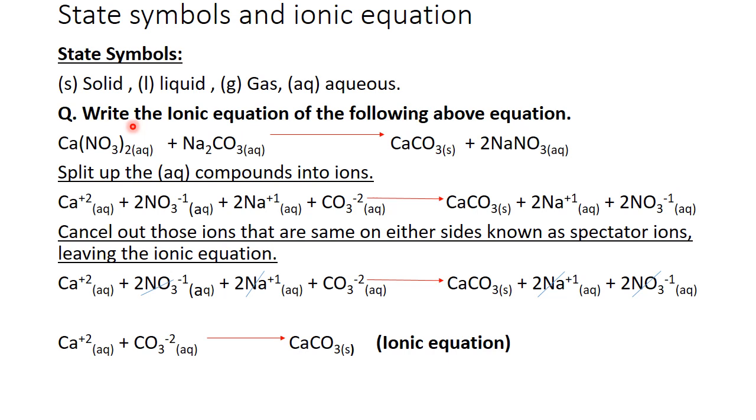Okay, so the third step is that you have to split up the aqueous compounds into their respective ions. You can see the calcium nitrate, in which the calcium will be dissociated into its respective ion, that is a +2 charge. Here you can see the nitrate will dissociate into a -1 charge. Okay, so the subscript of the NO3, that is 2, we can write it like this, in which the 2 will come before the nitrate when we write it in the ionic form.